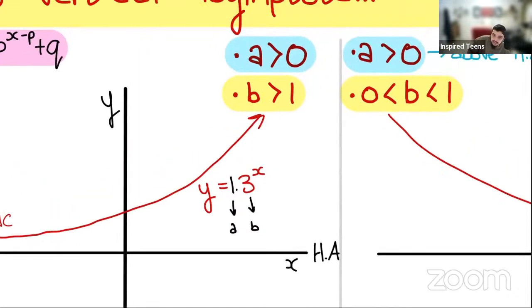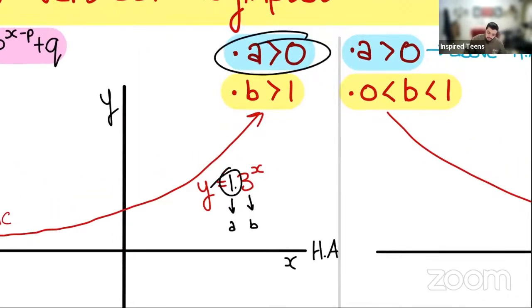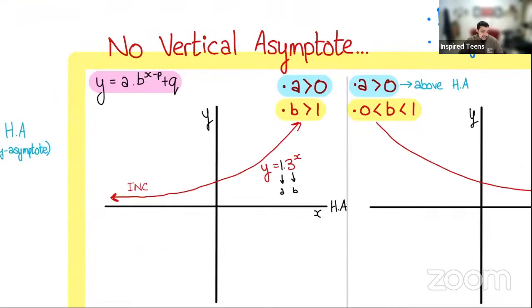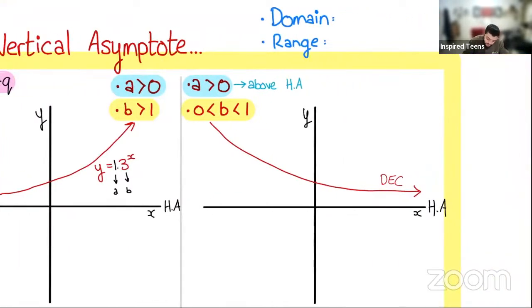So a is greater than 0 because a is 1. It's positive. And b is greater than 1, because b is 3. So when you have a greater than 0, it's above the horizontal asymptote. And when b is greater than 1, that makes it increase. Let's use a different one for this.